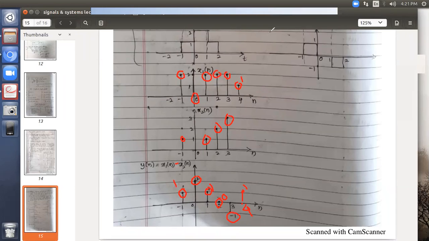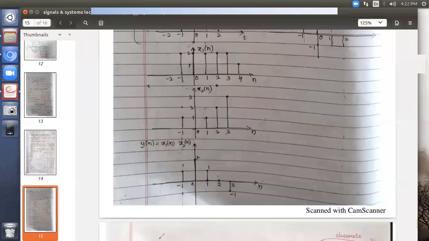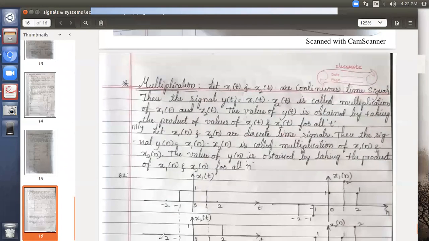So this is the operation of addition and subtraction on the dependent variable amplitude. Let us continue with the next operation, that is multiplication. If you know how to do addition and subtraction, multiplication is similar to that. Earlier you used to add or subtract the amplitudes. Here you should multiply the amplitudes.